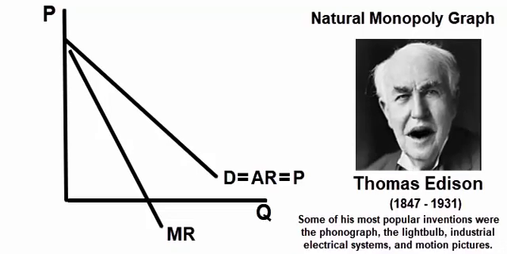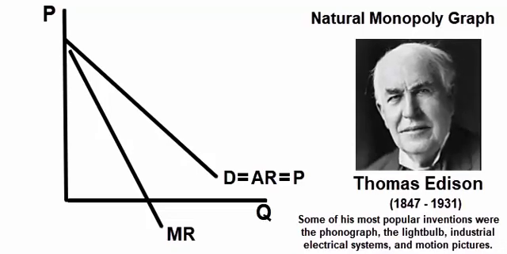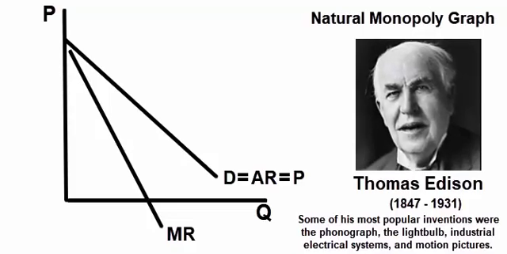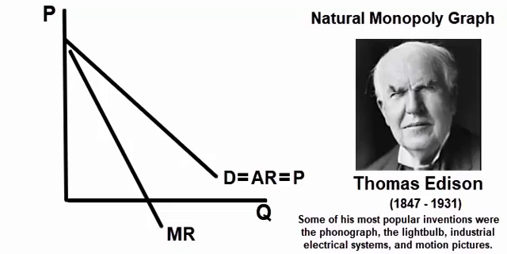I had over 1,000 patents and inventions, including the light bulb and the electric power generator, paving the way for the natural utility monopolies of today.